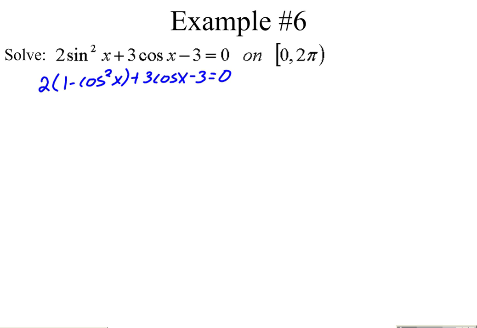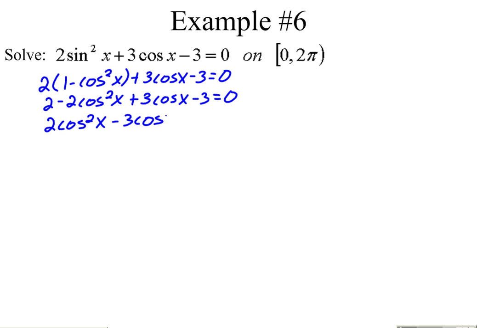Now we have an equation written in terms of just cosine. Distribute that through and simplify. We get 2 minus 2 cosine squared plus 3 cosine minus 3. Collect like terms. As we collect like terms, I'm also going to multiply everything by -1 here, so our leading term, our squared term, is positive. That's how we're used to seeing things when we factor. So we're going to have 2 cosine squared minus 3 cosine x. We have 2 minus 3, which is -1. And since I'm multiplying everything by -1, it becomes +1.